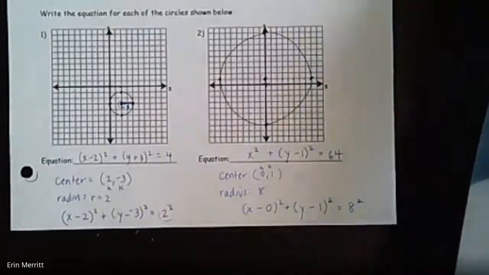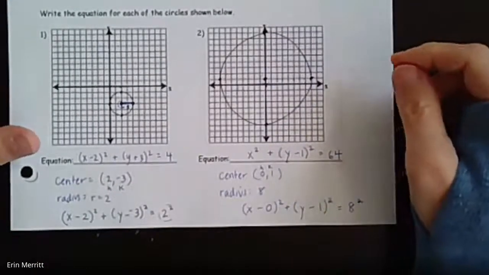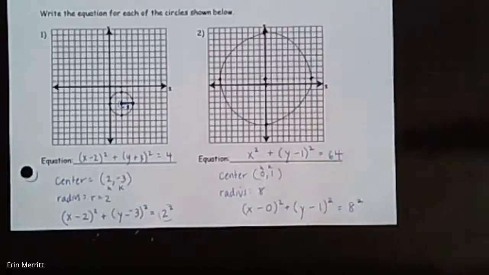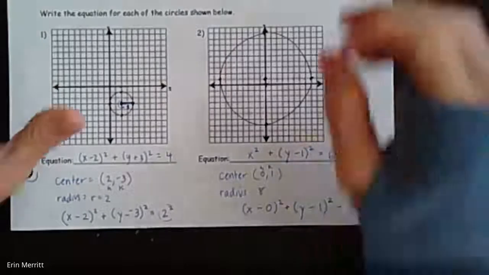All right, guys, I hope that helps. Make sure you write down the equation of the circle, write down what the h and the k and the r represent, and then you should be good to go.